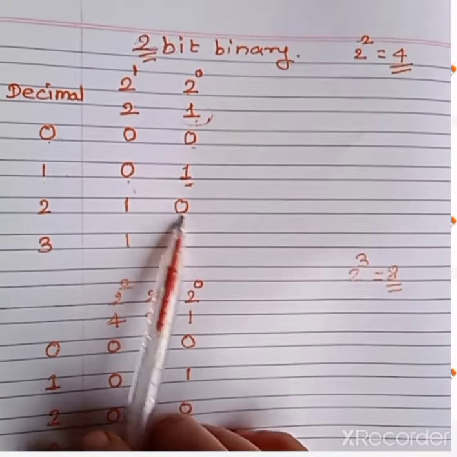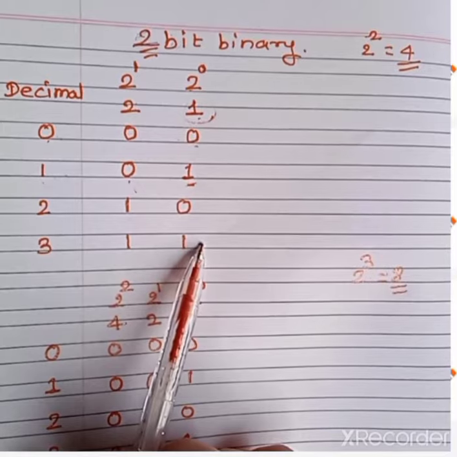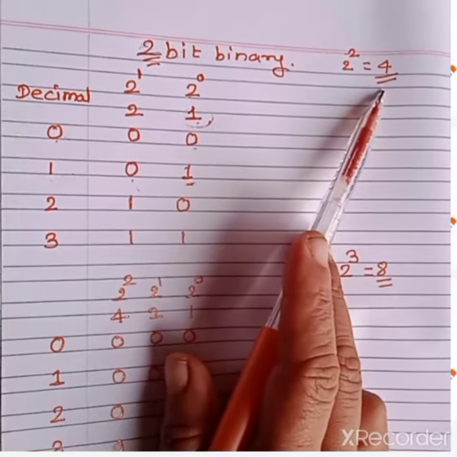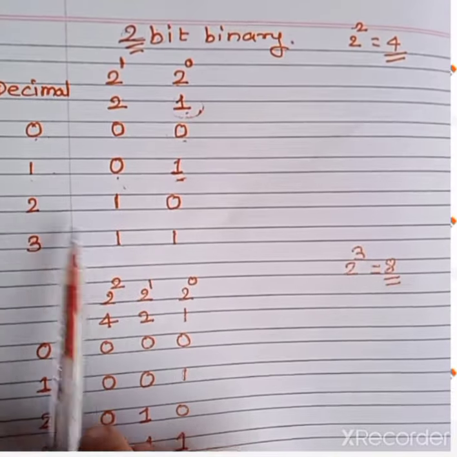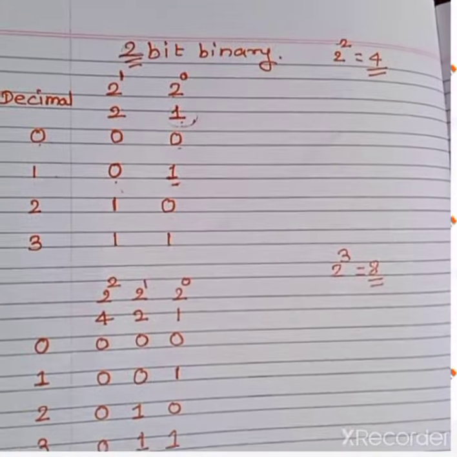So this is a 2-bit binary. And why 2-bit binary? 2 raised to 2 is equals to 4. That's why we'll get only 4 numbers over here, that is from 0 to 3. So this is your 2-bit binary.